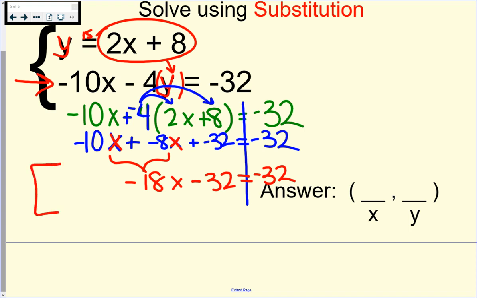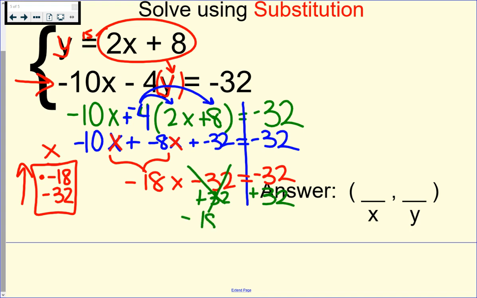All right, let's figure out what's happening to x. x is being multiplied by negative 18 and subtracted by 32, which means to get x by itself, we need to start by adding 32 to both sides. I didn't plan that very well, did I? But we're going to cancel this stuff out here, and we get negative 18x equals, and then negative 32 plus 32 is 0.